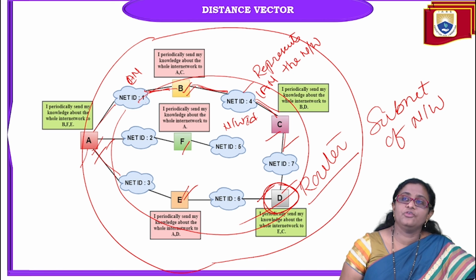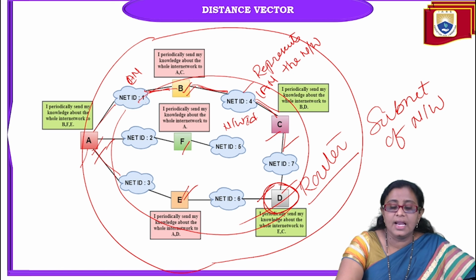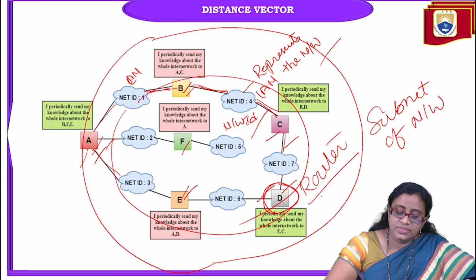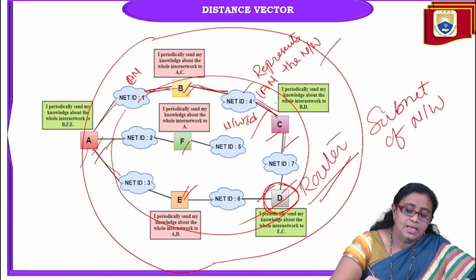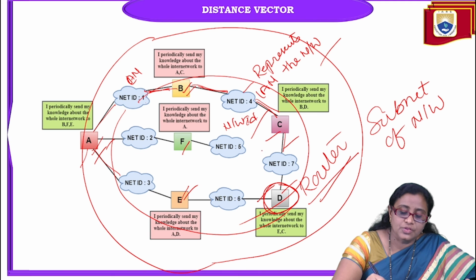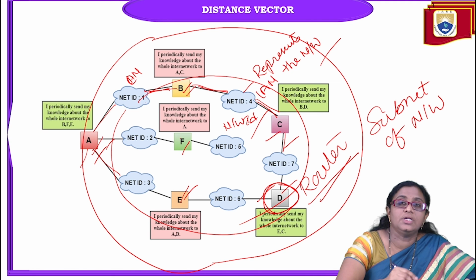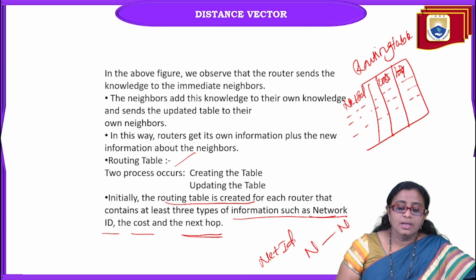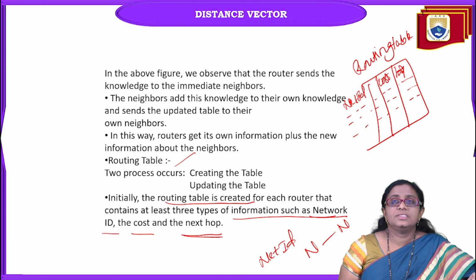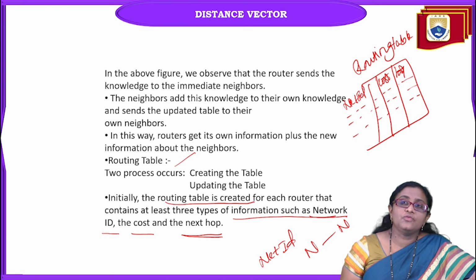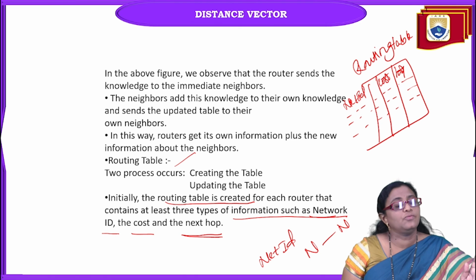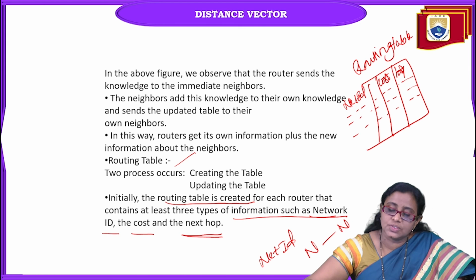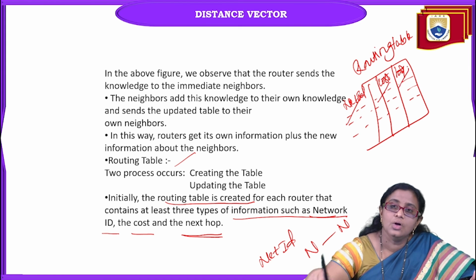This is an example of a subnet of networks representing the LAN, with network IDs and a number of routers connected with many links to one another, sharing the information that a network holds. Mainly, the distance vector can be calculated by means of a routing table. The routing table consists of two types: creating the table and updating the table. The creating table consists of network ID, cost and hop.